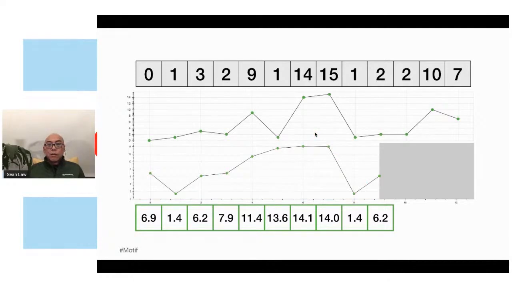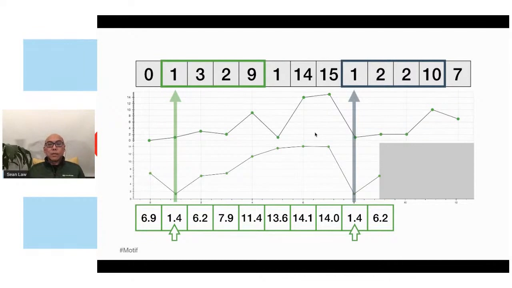Now, if we actually explore those global minima, there are 2 of them, right? These 2 right here with a distance of 1.4. And we're aligning our matrix profile with our original time series. So these distances actually correspond to this subsequence on the left, and this subsequence on the right. And it just so happens that this global minima is often called a motif.